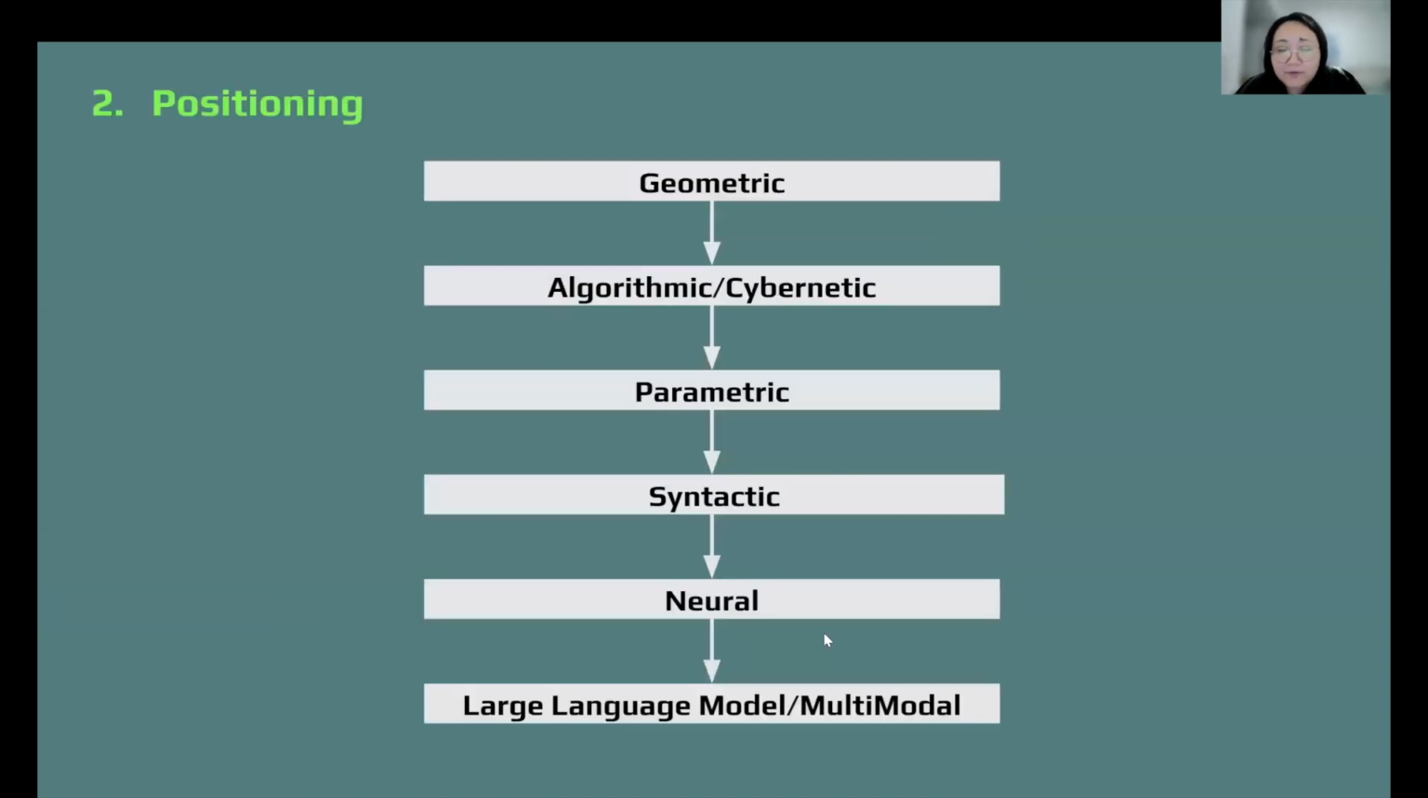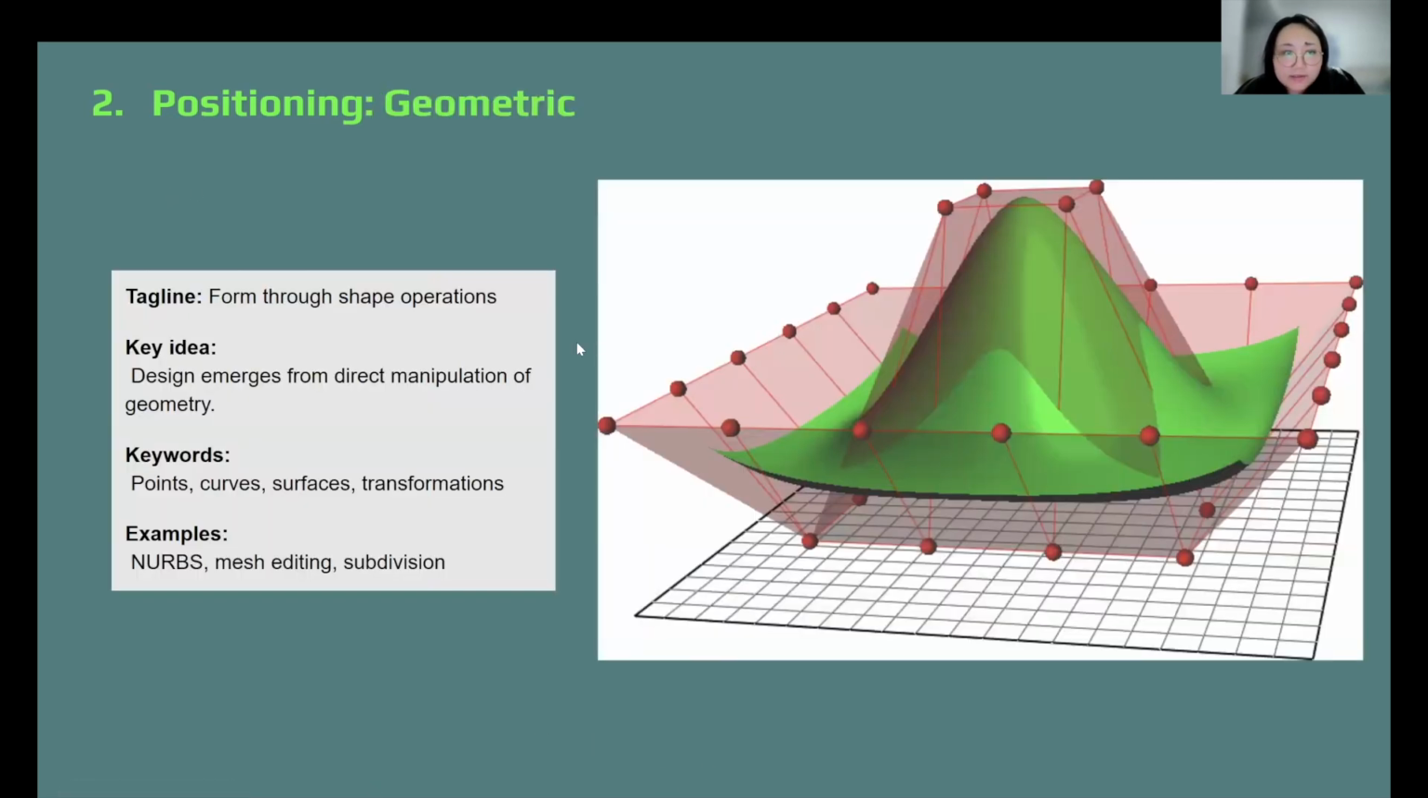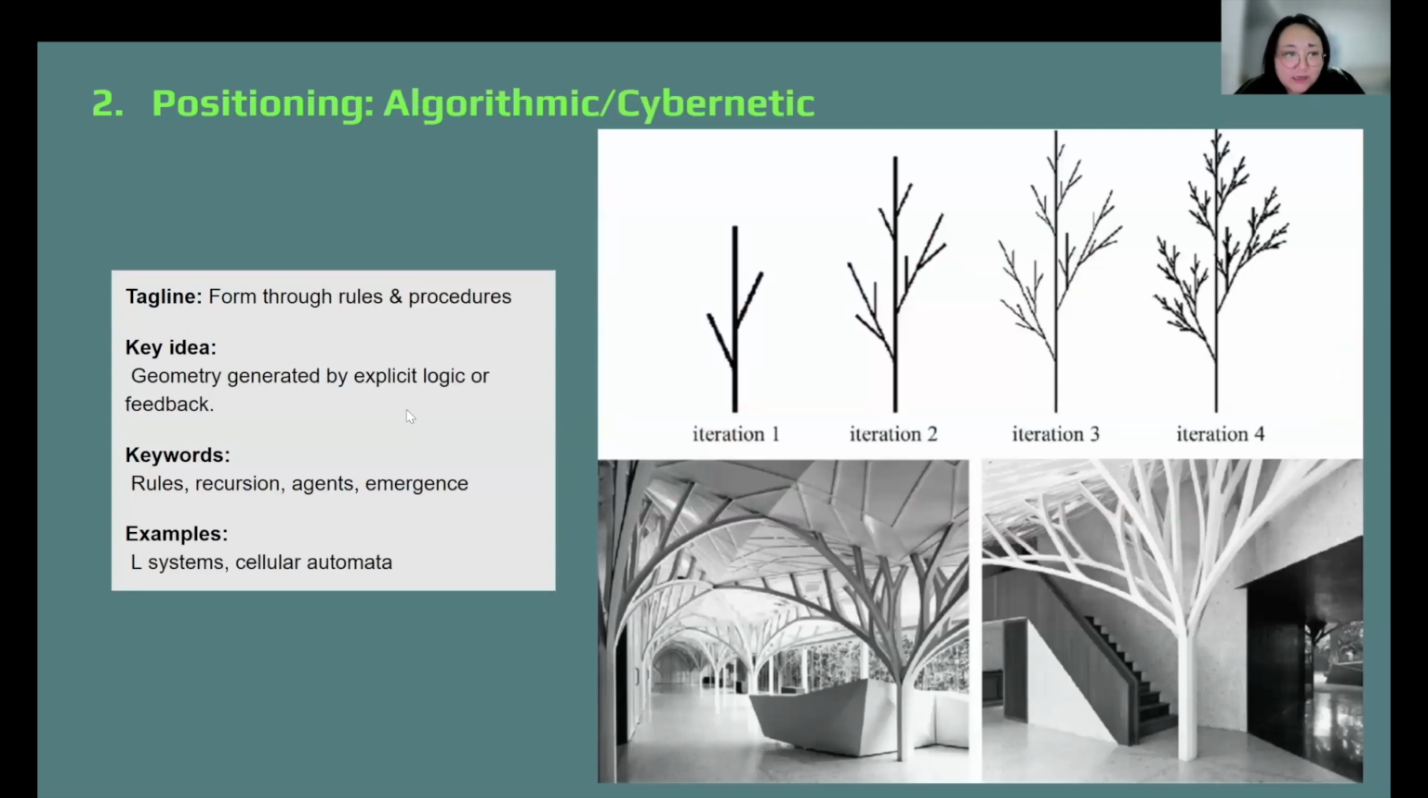Well, first of all, I personally classify the digital design technologies into 6 levels, from geometric level to algorithmic or cybernetic level, and then to parametric level, and then to syntactic level, neural, and recently the large language model and multimodal. So geometric basically means the modeling in Rhino. Examples are NURBS and mesh. And algorithmic means geometry generated by explicit logic or rules. So the key examples are L systems and cellular automata.